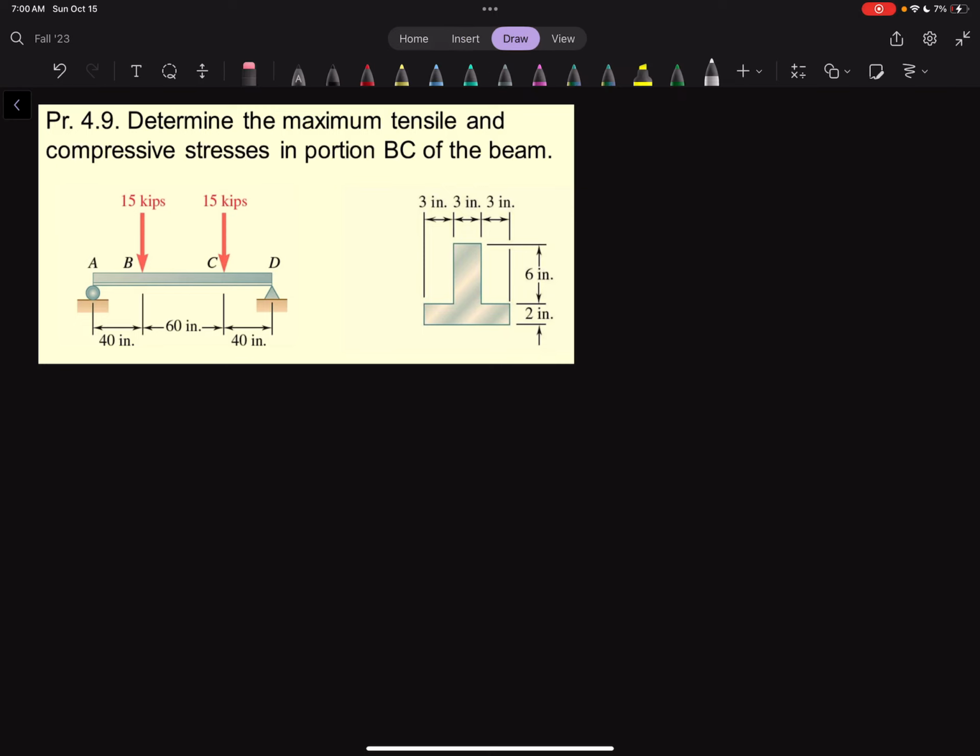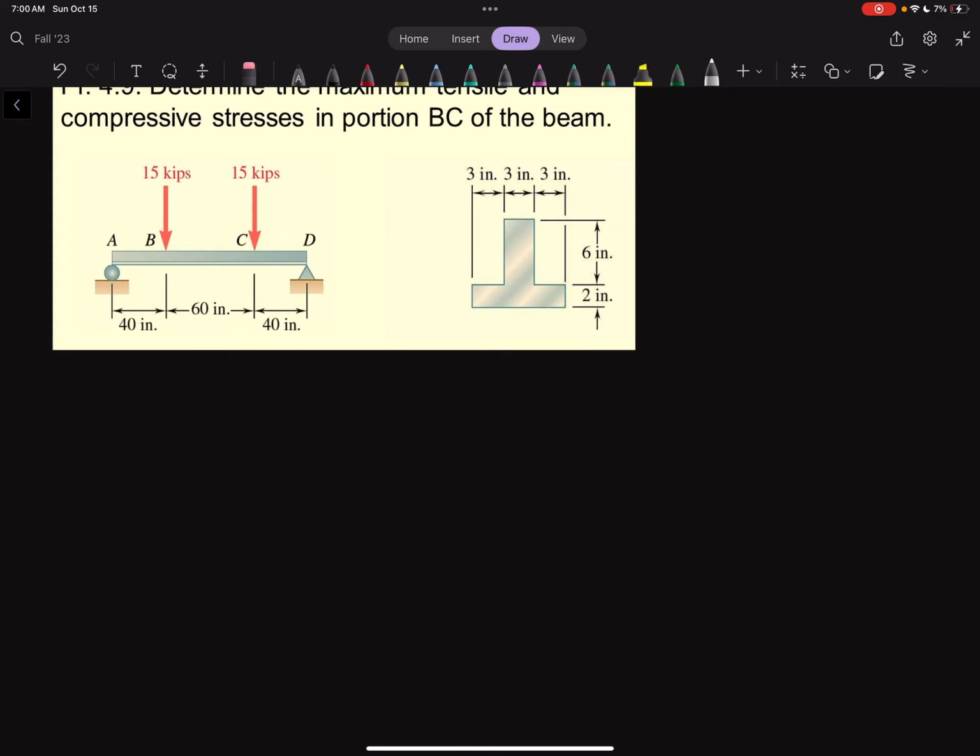Let's do this problem, 4.9. Determine the maximum tensile and compressive stresses in portion BC of the beam. So how are we going to do that? Well, first thing, let's find the reaction forces.